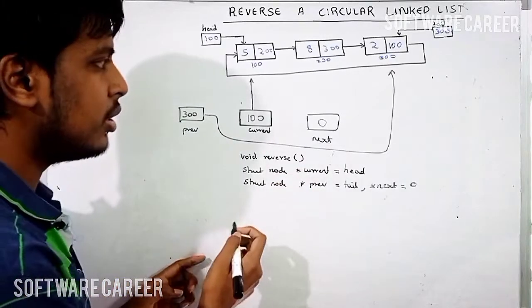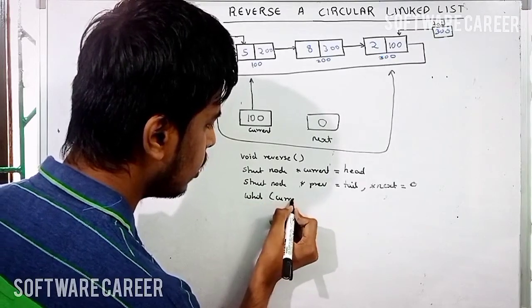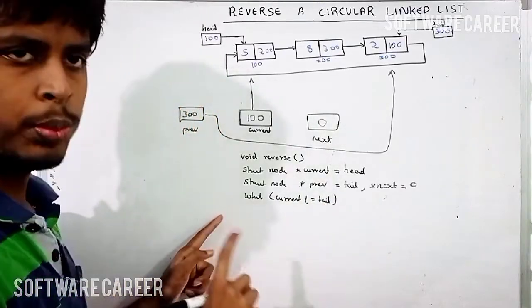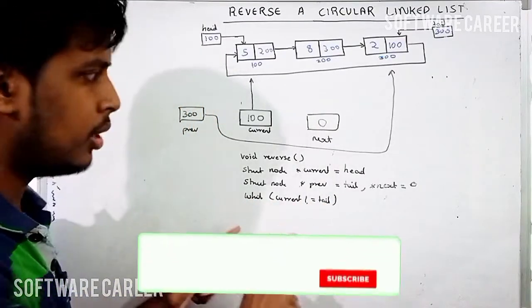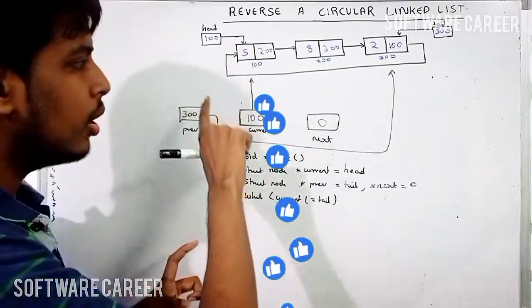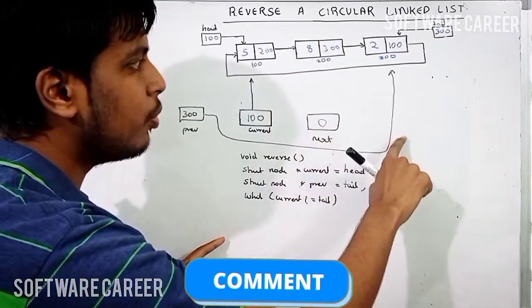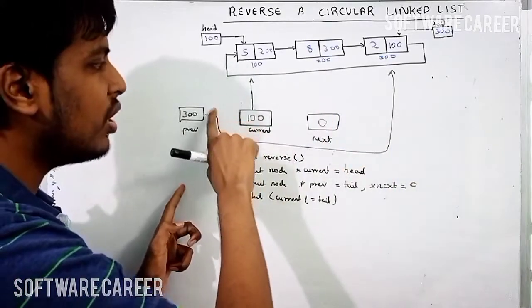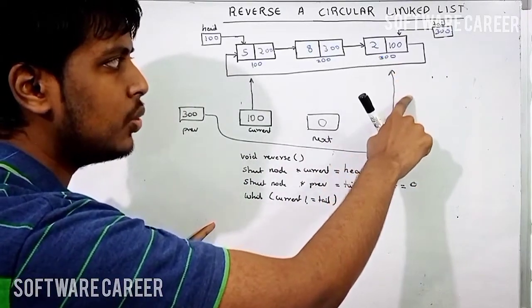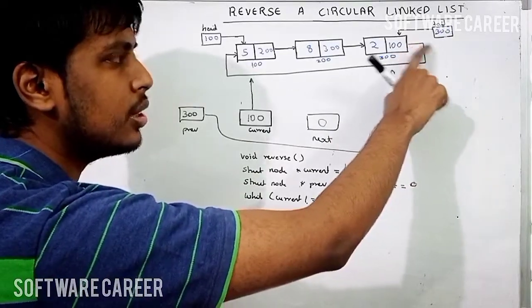Now the next step is while current not equals to tail. Why am I writing this while condition? First the current is pointing at the first node. First I will reverse the first node. Afterwards I will move the current one step forward and reverse the second node. Then I will move one step forward and reverse the third node. So I am moving the current from the first node till the last node. When current is pointing at the last node, then I can't move current one step forward, because this is a circular linked list.